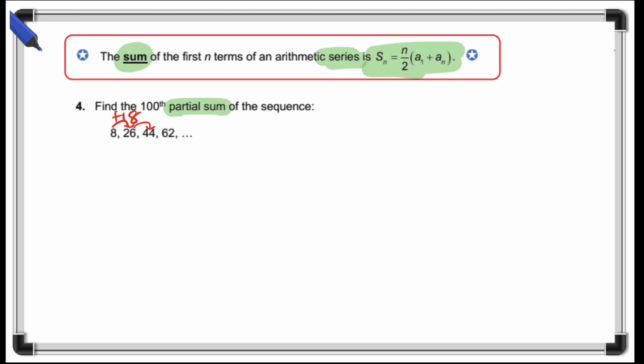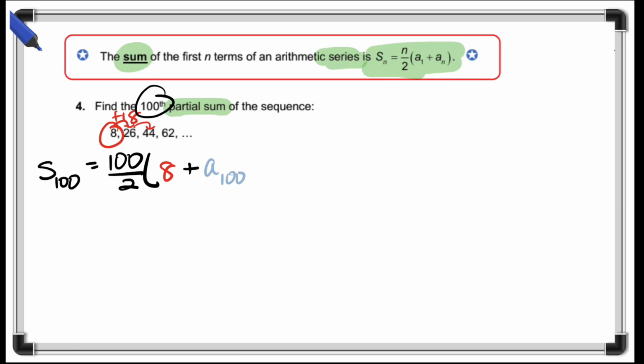So in order for us to figure out what our sum is, right, we want the first 100, so that's s sub 100. You know what n is, right? N is 100 divided by 2. You have to figure out what a sub 1 is. That's coming from your list here, which is 8. And then you are adding. Now you don't know a sub n or a sub 100. So in order for us to figure that out, we will have to calculate a sub 100.